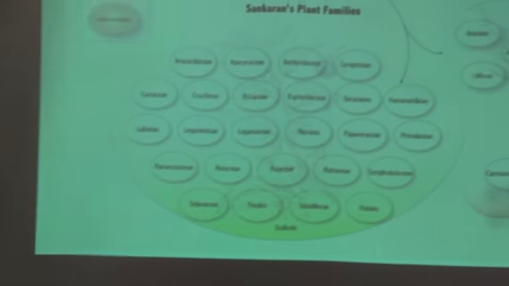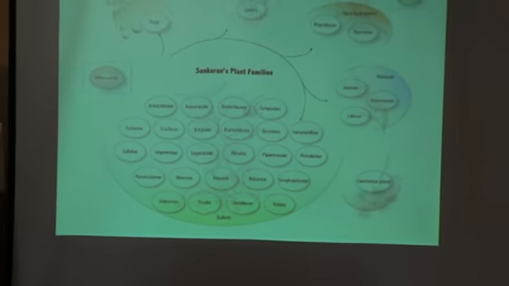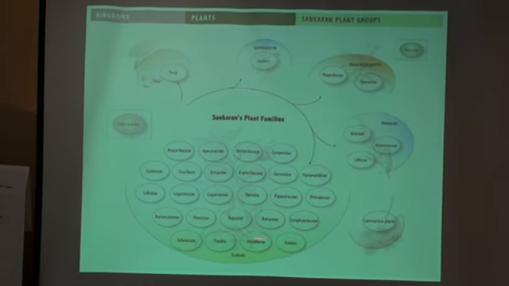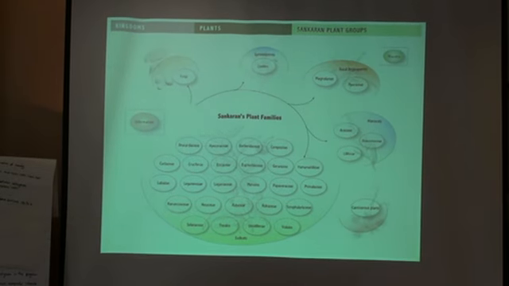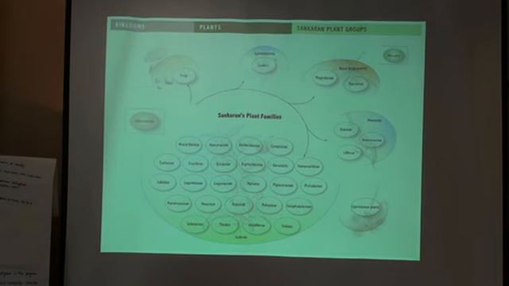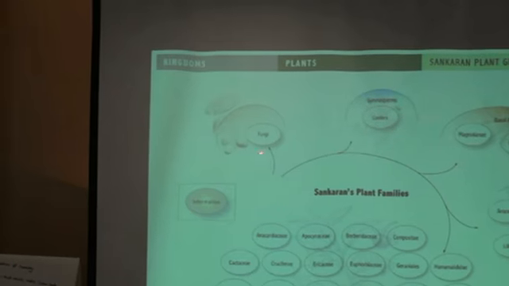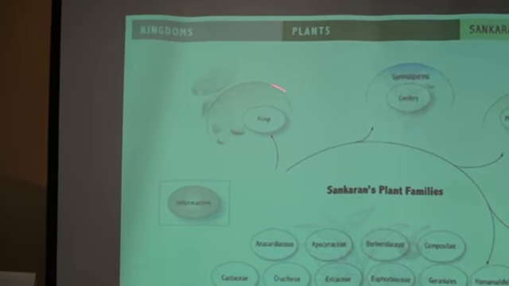The other is that we wanted everything on one illustration for the Sankaran families, and since he only has about 30, we were able to do that. Also, Sankaran considers the fungi within the plants, and they aren't there in our more scientifically oriented scheme. So on his illustration here, we've added the fungi as a, quote, plant, unquote, family here.